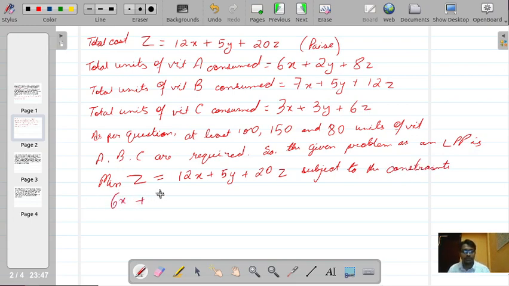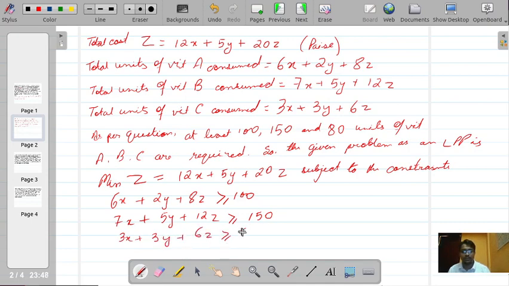6x plus 2y plus 8z should be greater than or equal to 100, because we want at least 100 units of vitamin A. The second constraint will be 7x plus 5y plus 12z greater than or equal to 150. And the third one is 3x plus 3y plus 6z greater than or equal to 80.